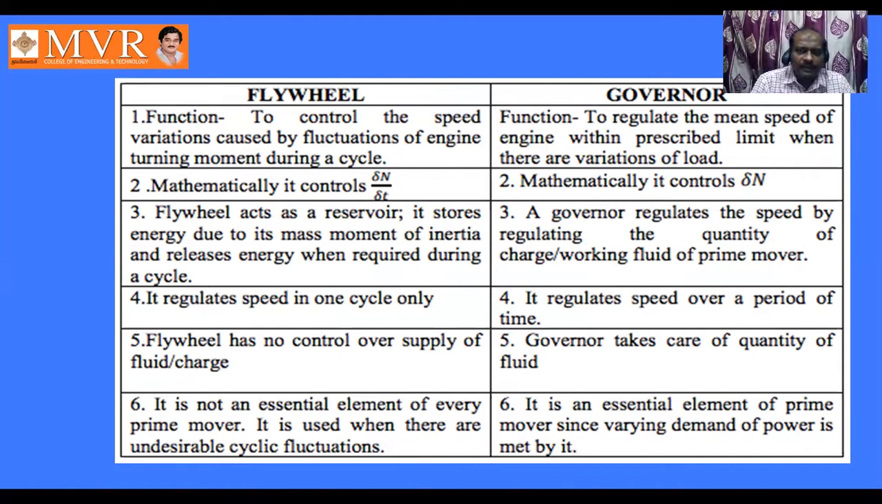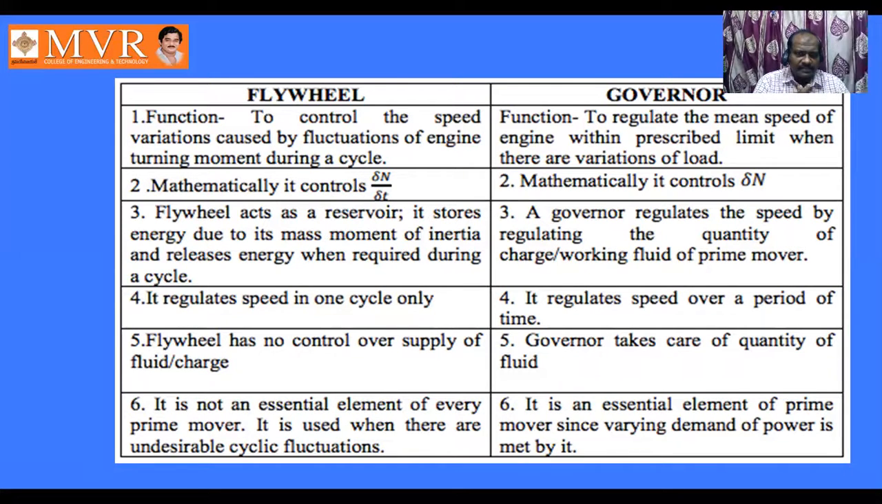Next, mathematically, it controls del n by del t. So with respect to time we are going to control that, where n indicates the speed. Mathematically the governor controls del n only, so it does not depend upon the time. That is the thing to be understood.